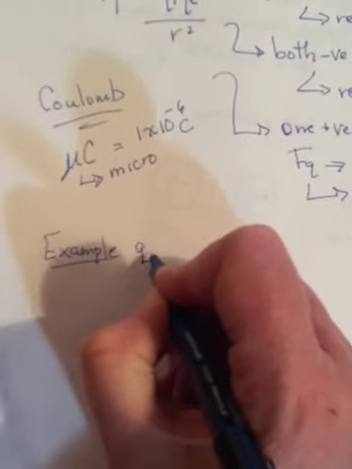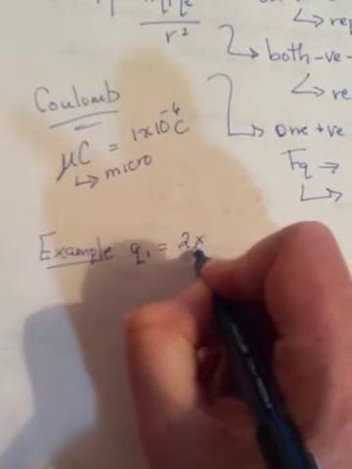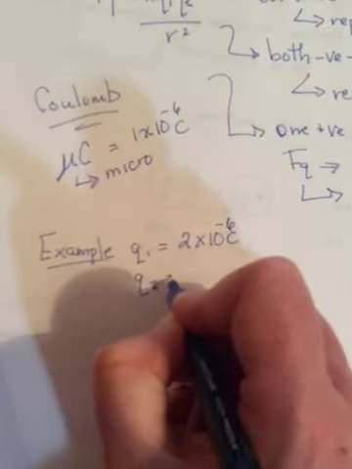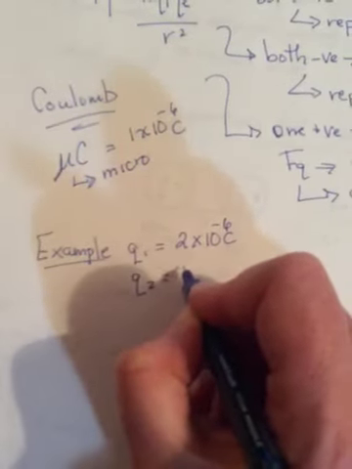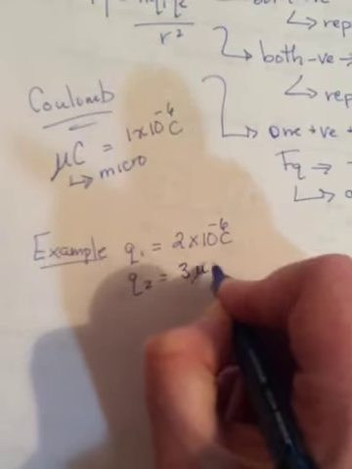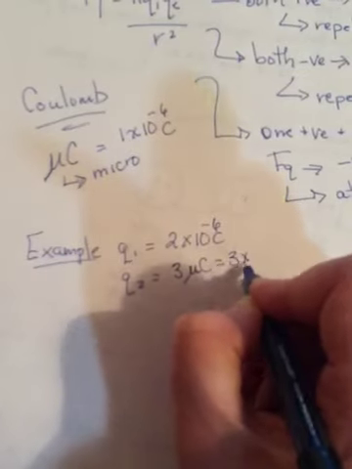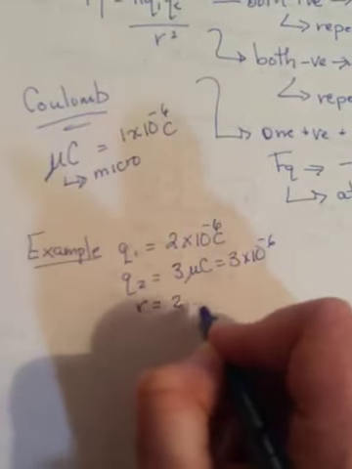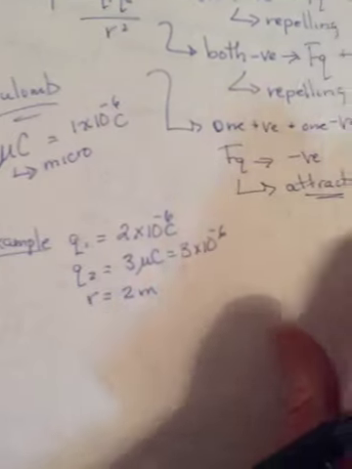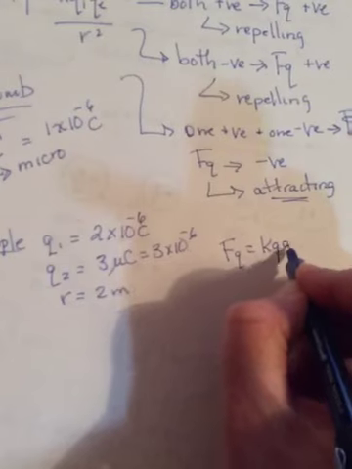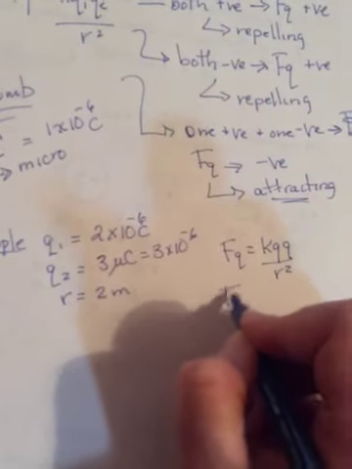So let's say that Q1 is 2 times 10 to the negative 6 coulombs. Q2, I should have written it as 3 microcoulombs, which is 3 times 10 to the negative 6. And let's make our life easy for right now. Let's say R is 2 meters. Okay, and so you do FQ is equal to KQQ over R squared.